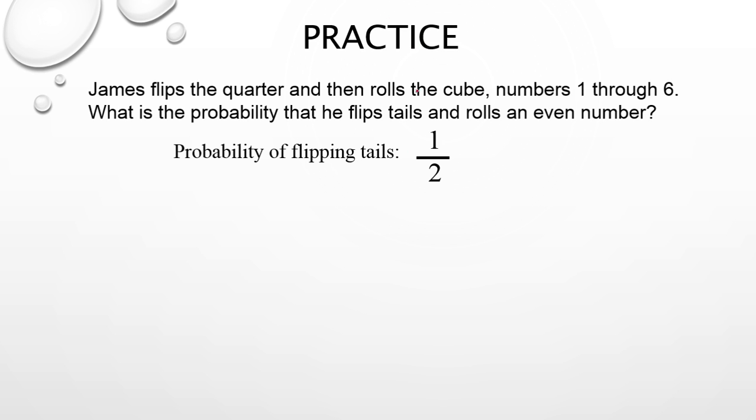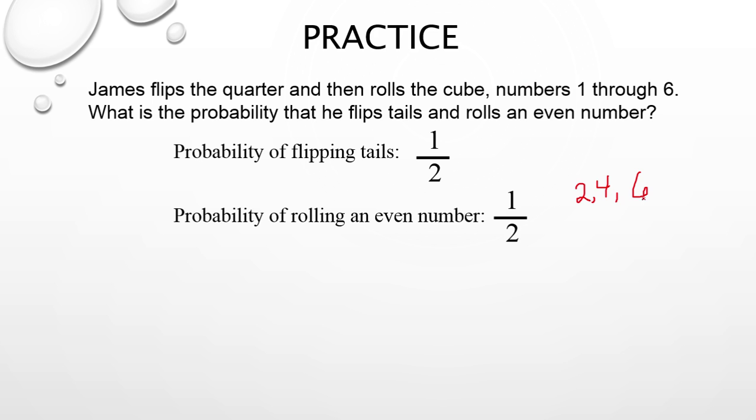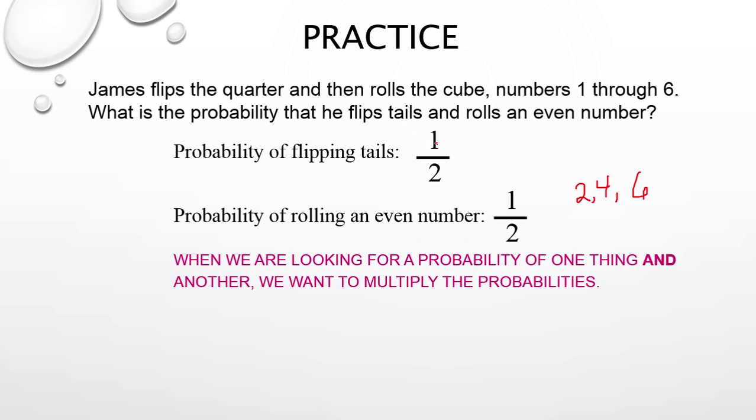And the second one says rolling an even number. Well, on a die, we have 1, 2, 3, 4, 5, 6. So there are 6 different numbers, and the even numbers are 2, 4, and 6, which turns out to be 3 over 6 or 1 over 2. And keep in mind that because we're looking for one thing and another, I mentioned "and", we need to multiply the probabilities. So when we multiply, we get 1 over 4 as the final answer. So that means we have a 25% chance of flipping tails and rolling an even number.